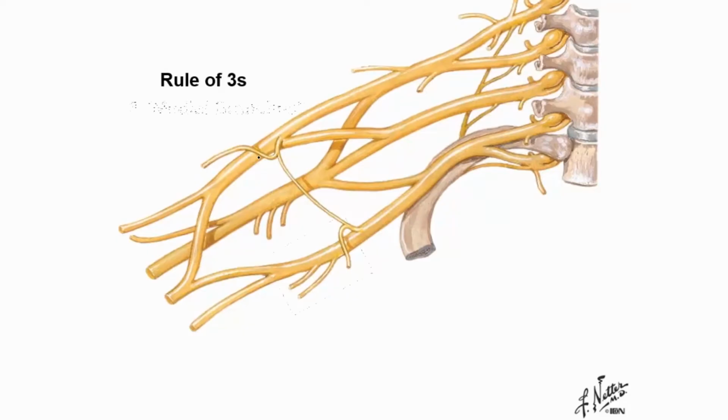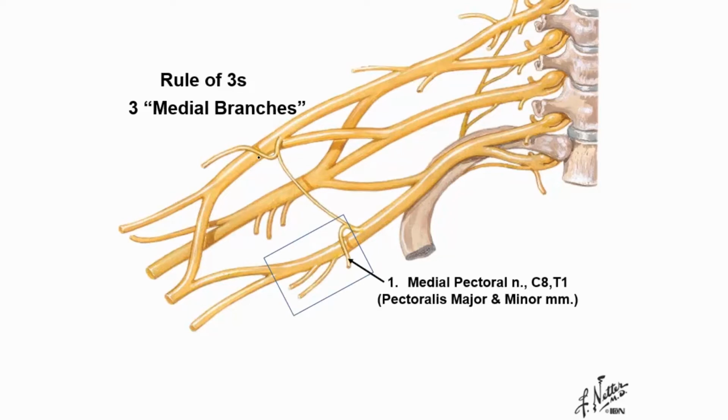If we continue with the rule of threes and look at the three medial branches in the box shown, we have the medial pectoral nerve, which supplies pectoralis major, but also pectoralis minor muscle. And because it's off of the medial chord, it has spinal segments C8 and T1 contained in it. So those are the fibers in the medial pectoral nerve.